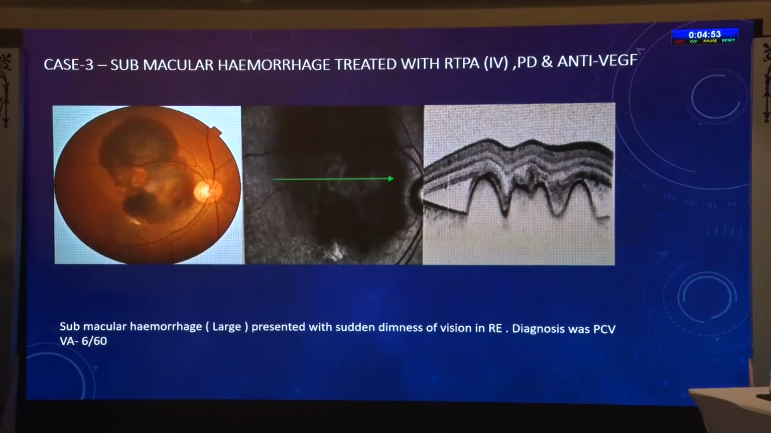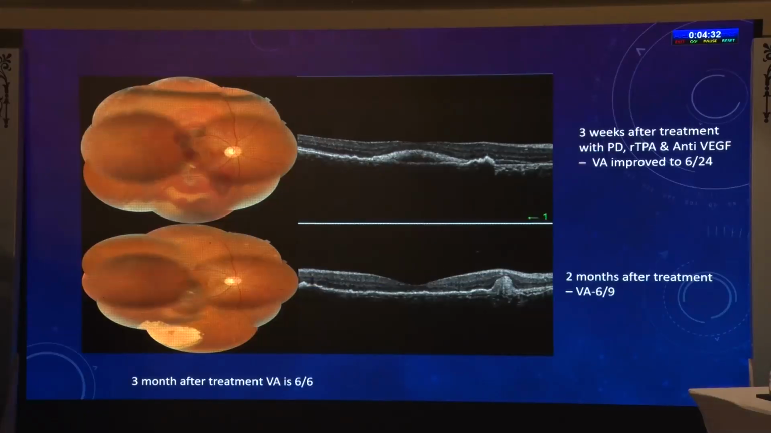In this case the hemorrhage was definitely more than 4 disc diameter, but it was thinner, and we tried with the intravitreal rTPA. In fact, there are studies which say that it gives an equivalent result as well. You can see it is a very typical PCV bleed with multiple PEDs and a notched PED, and it actually gave pretty good results.